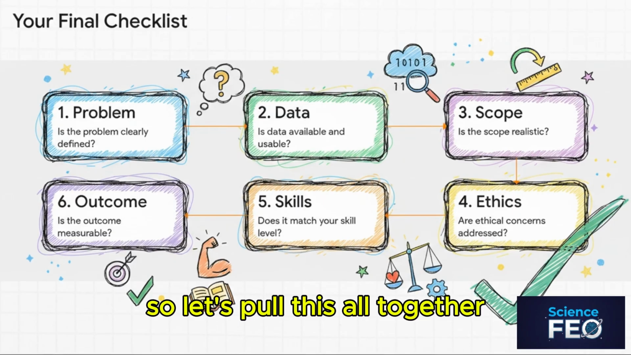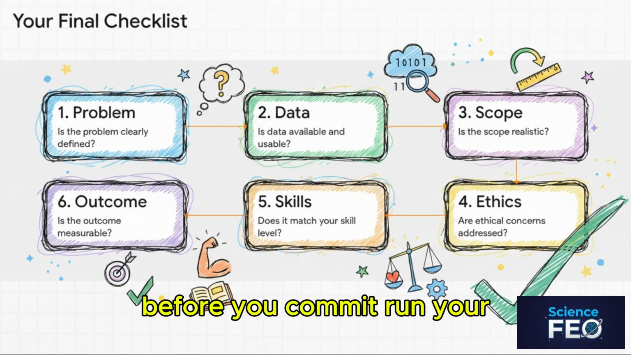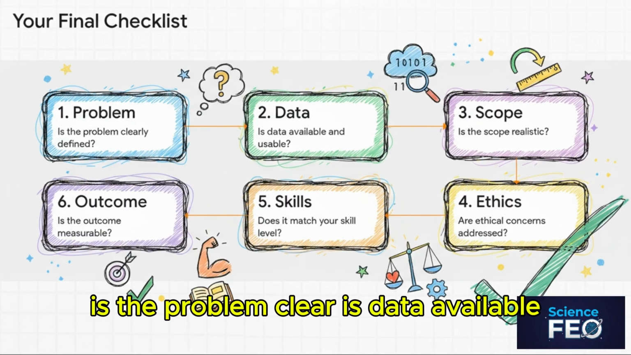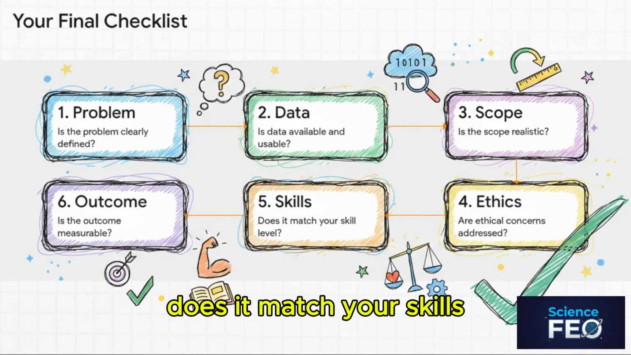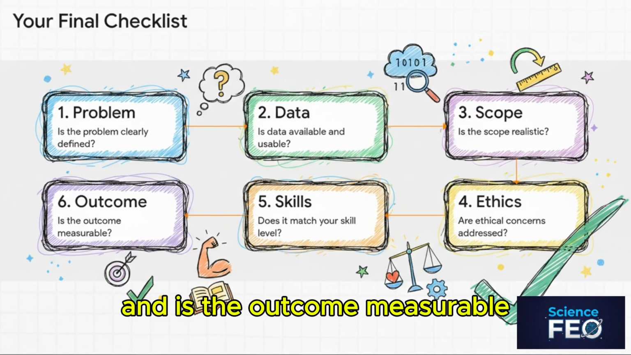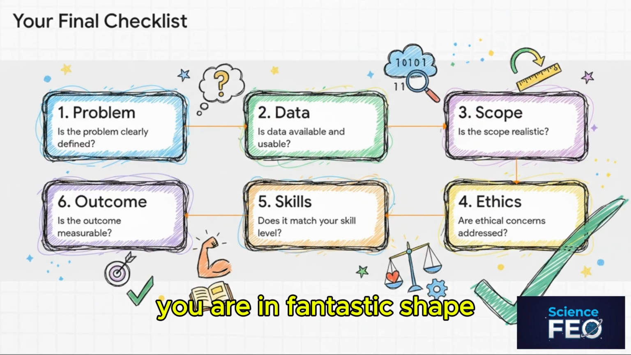So, let's pull this all together. Here is your final checklist. Before you commit, run your idea through these 6 questions. Is the problem clear? Is data available? Is the scope realistic? Have you addressed the ethics? Does it match your skills? And is the outcome measurable? If you can give a confident yes to all of these, you are in fantastic shape.